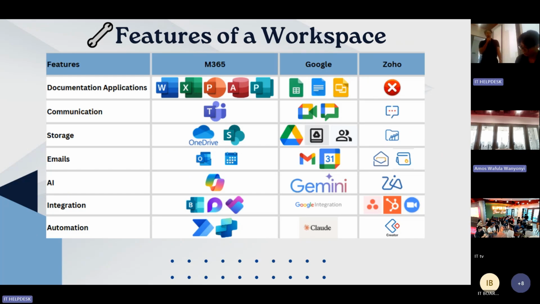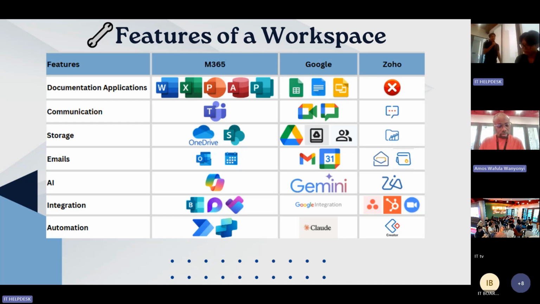For documentation creation, M365 provides Microsoft Word, and Google has Google Docs. For people doing accounting and spreadsheets, M365 provides Excel, and Google has Google Sheets. To do presentations, M365 provides PowerPoint, and Google provides Google Slides. For communication, of course, we don't want to use personal applications such as WhatsApp. So each workspace provides its own communication application: for M365, it's Microsoft Teams, while Google has Google Meet and Google Chat. On Zoho, it's called Zoho Cliq.